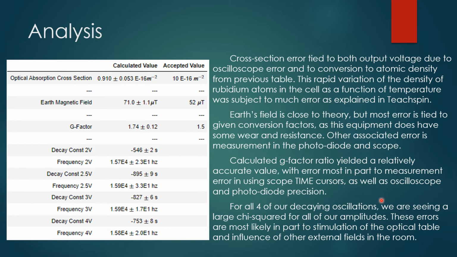Most of this error is just tied to time cursor measurements in our oscilloscope and photodiode precision. And for our decaying oscillations, we're seeing a large chi-squared indicating an overfit to all of our data. This error is mostly tied to the disturbance of the optical table while conducting measurements and the influence of other external fields in the room.